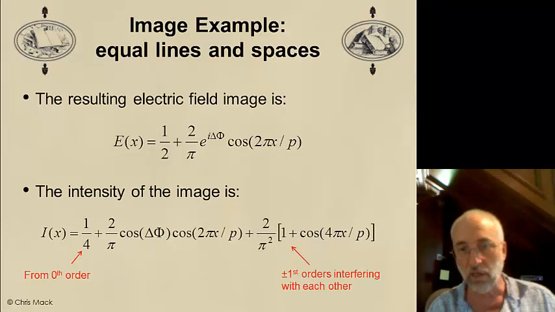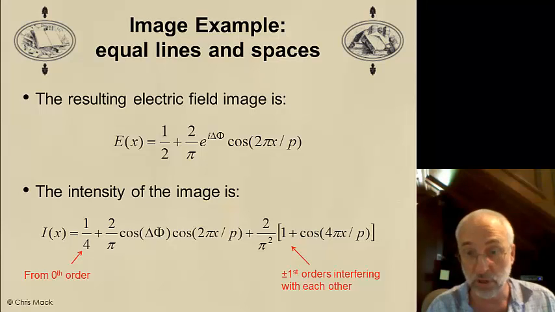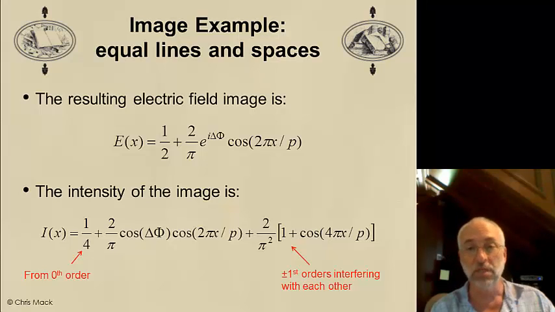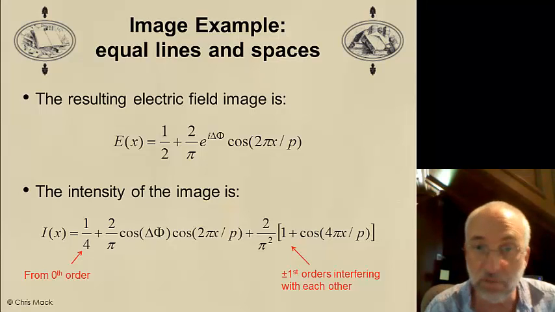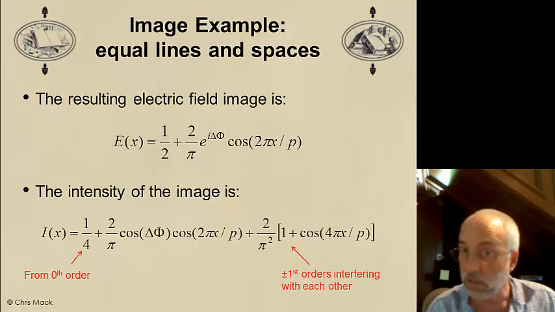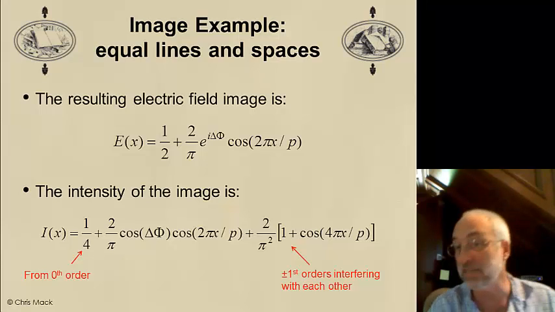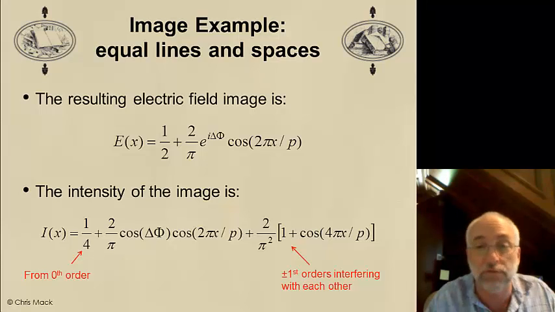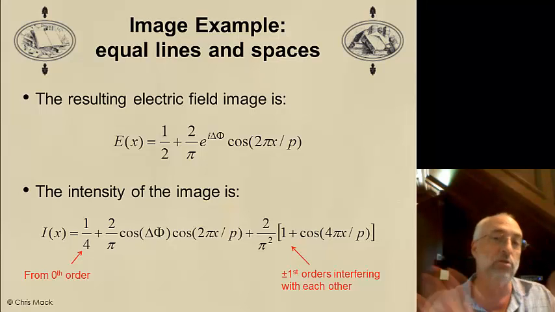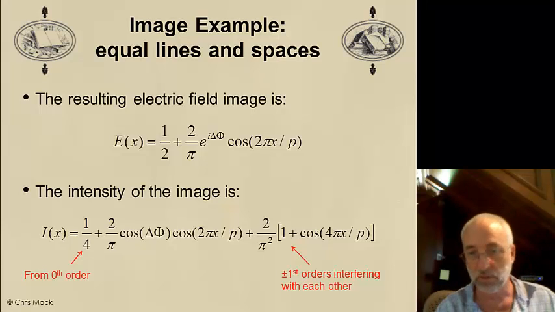This last term, which has a cosine of 4 pi x over the pitch, comes from the plus and minus first orders interfering with each other. And notice that there's no phase error term there at all. The plus and minus first orders have the same phase. So adding some phase to the plus and minus first order doesn't affect how those two orders interfere with each other. The phase part of that term disappears.